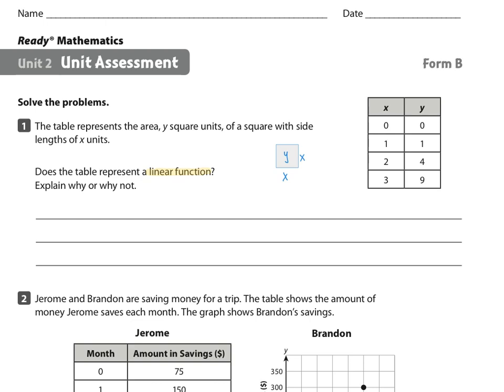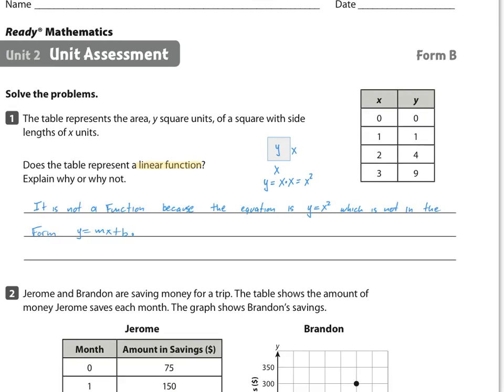All right. Now we know that the formula for this area will be y equals x times x, which is the same thing as saying x to the second power. So you could write that this is not a linear function because the equation is x to the second power, which is not in the form y equals mx plus b. So if you wrote that explanation, that would give you 2 points.